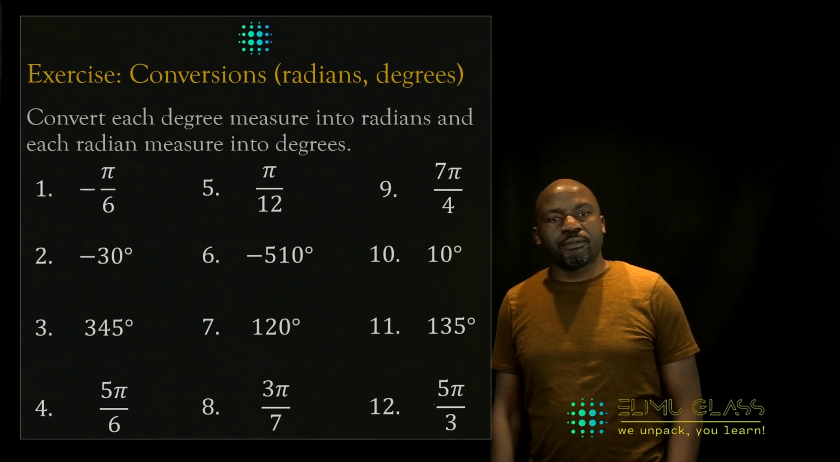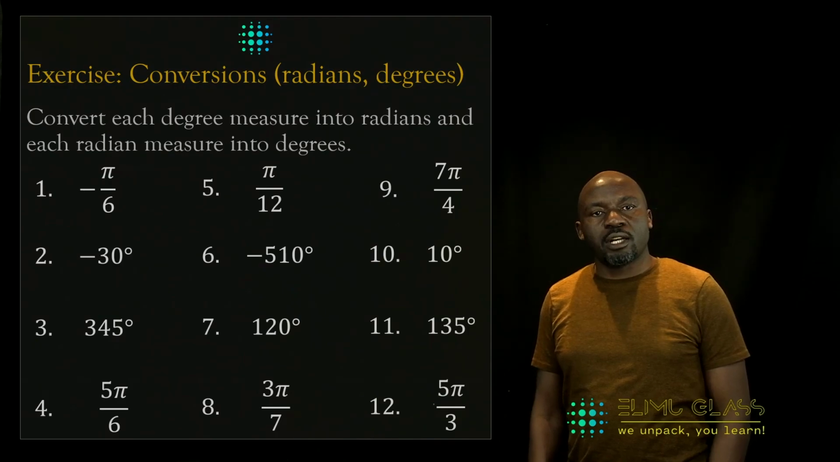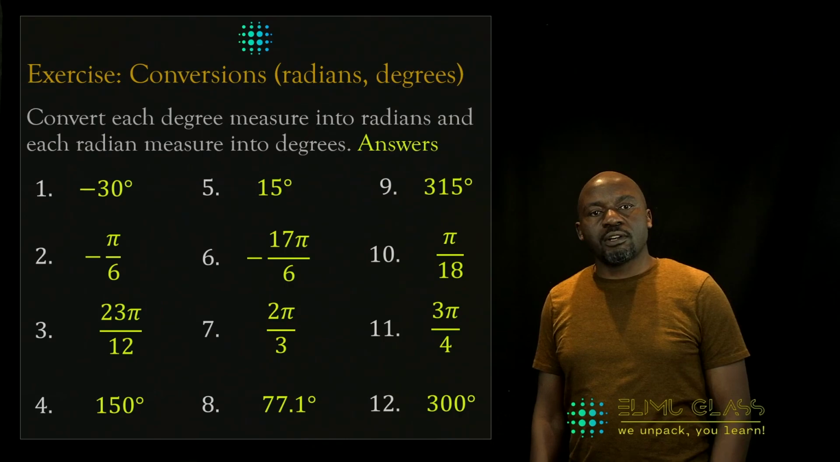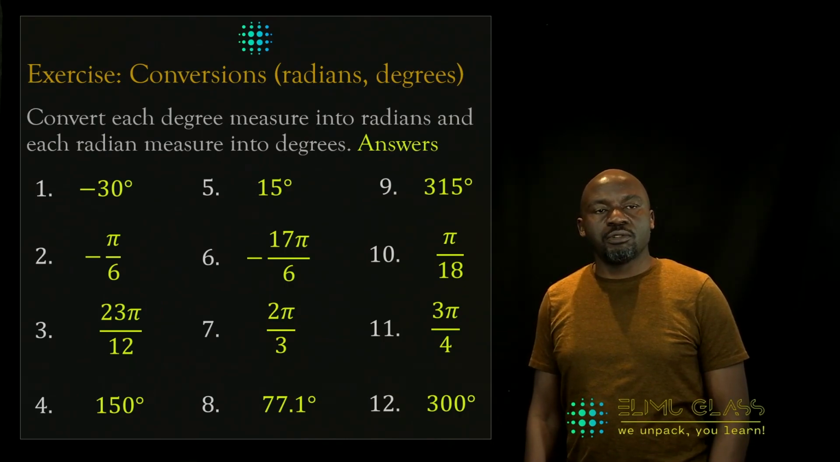Okay, so those are 12 questions that I want you to try. And once you are done, then you can check the answers here. Okay, so these are the results of those angles converted from degrees to radians or from radians to degrees.